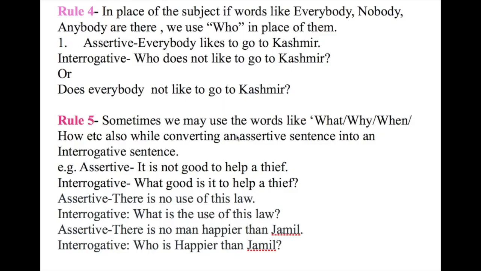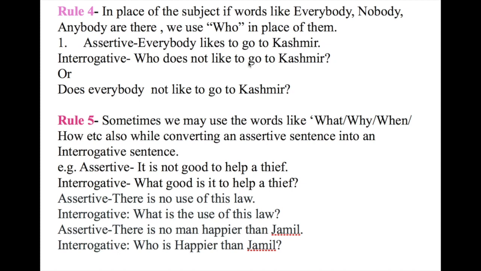Now start here with the fourth rule for changing sentences from assertive to interrogative. So here what you have been told in this rule is that in place of the subject, if words like everybody, nobody and anybody are there, we use who in place of them. You were told that if your assertive sentence has words like everybody, nobody or anybody, then to change them into interrogative we use who. For example, everybody likes to go to Kashmir.